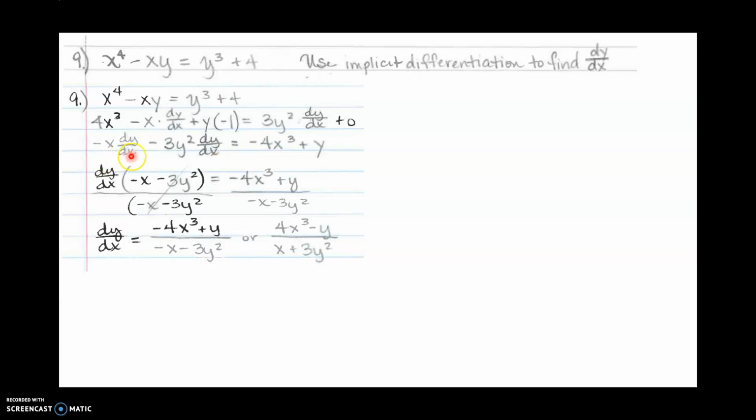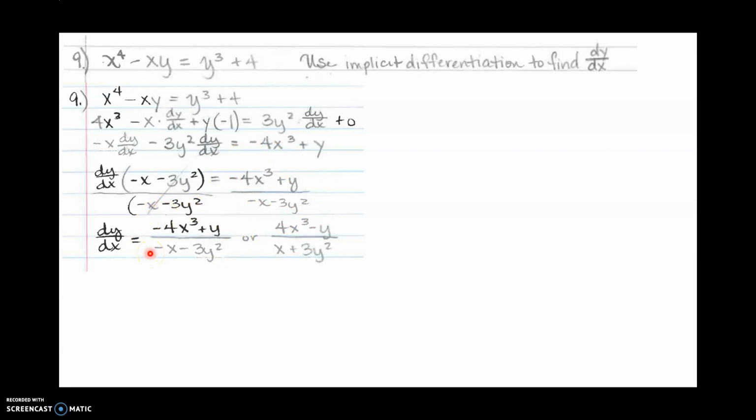So take the dy dx out of this, and you'll have negative x left. Take the dy dx out of this, and you'll have negative 3y squared left. If you put your finger over the dy dx in each case, you'll be able to see your other factor. All right, so now to get dy dx by itself, divide both sides by that other factor of negative x minus 3y squared, and that will be my derivative. So there it is right there.